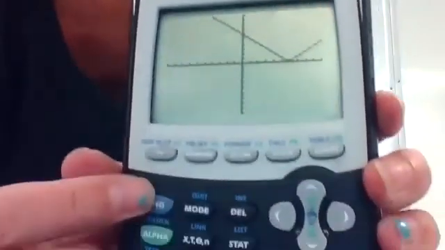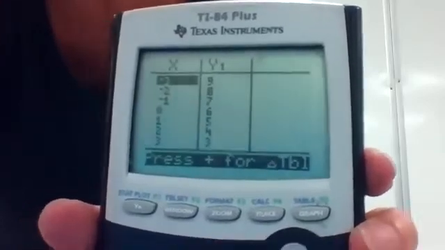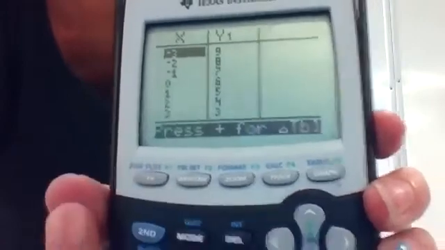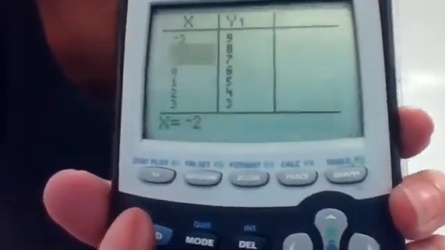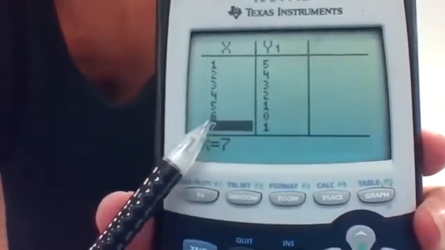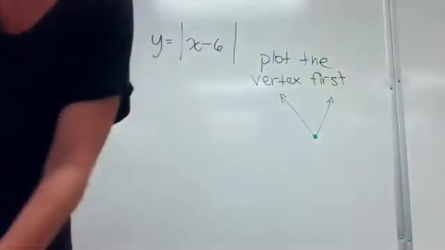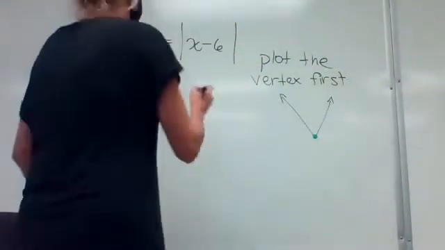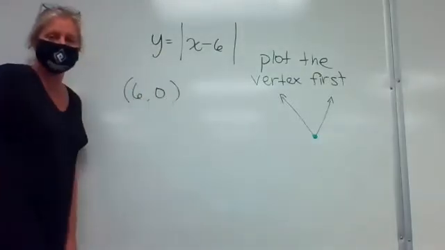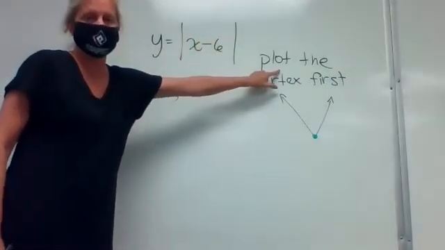So when I go to second table, I need to go down here to where the x is 6. So there's my 6, 0. That is going to be the vertex. That's where it came to the point. So that is the point it's going to want you to plot first. Just on this one problem, you're going to do this.